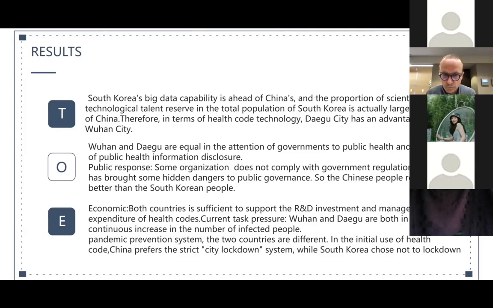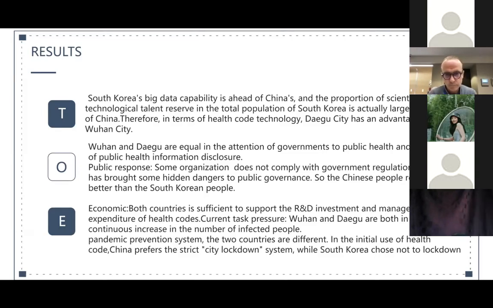For public response, many South Koreans have taken the government's warning seriously, but some organizations do not comply with government regulation in Daegu. They continue to gather during the pandemic, ignoring government directives, which has brought some trouble to public governance. So the Wuhan people respond better than the Daegu people.